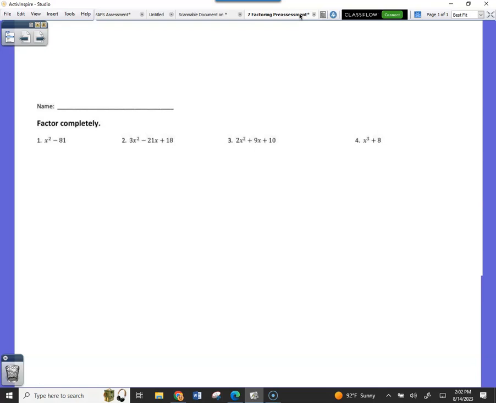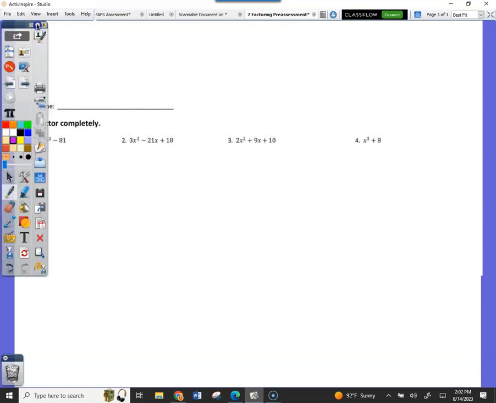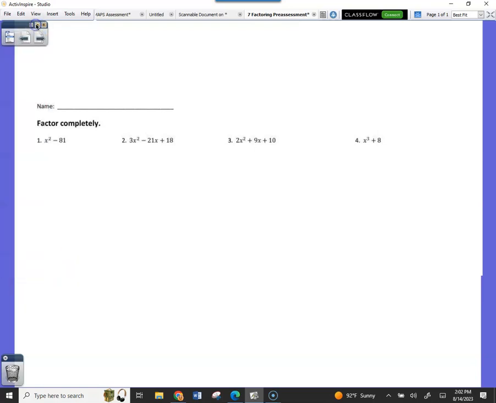I gave you one of each type. This is a difference of squares. This has an initial GCF. I should have given you a perfect square, but I didn't, but that's all right. This is just standard, and this is a sum of cubes. There's also difference of cubes. I'm going to give you notes on that tomorrow.